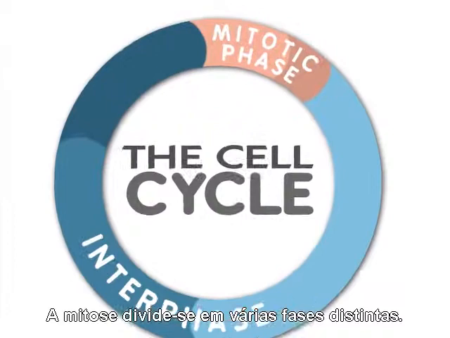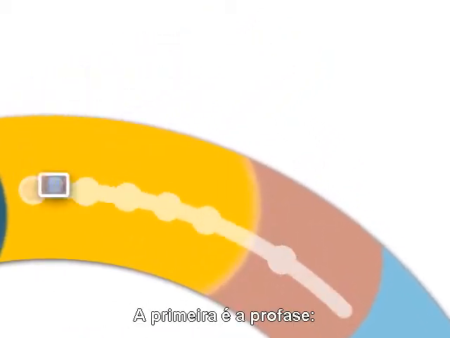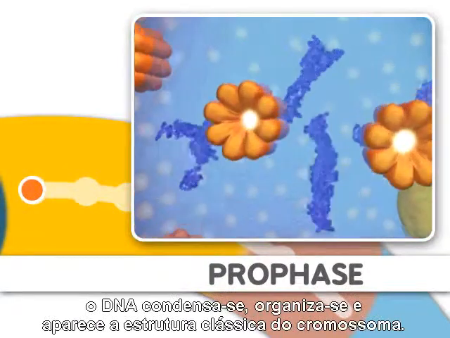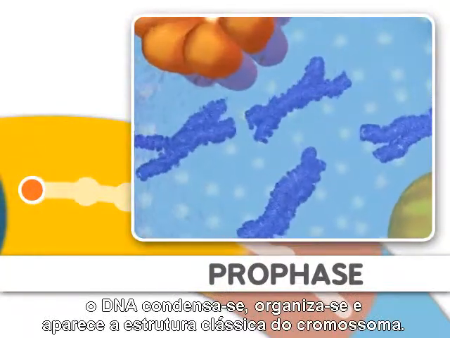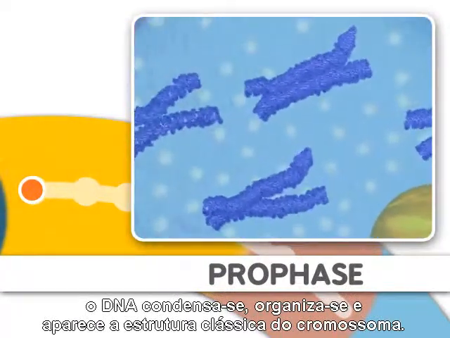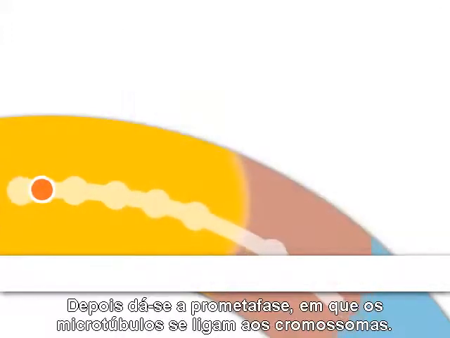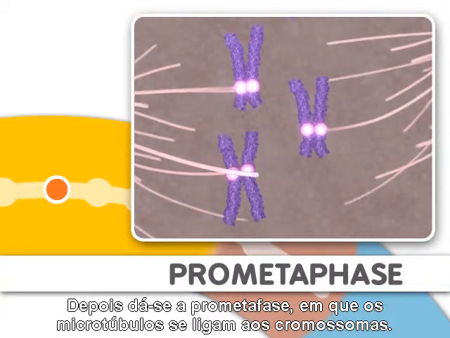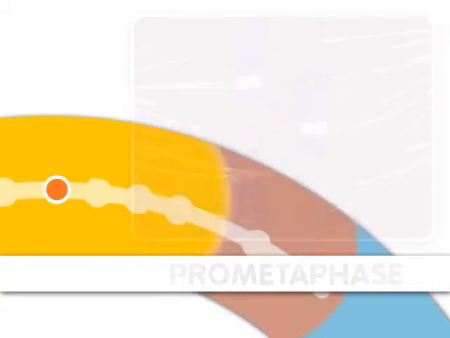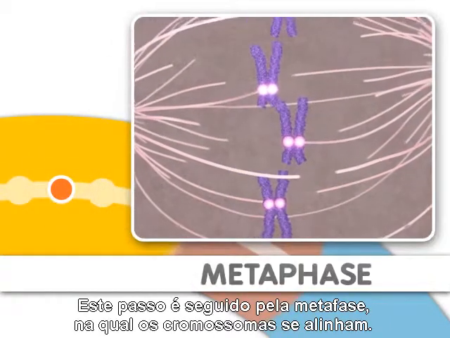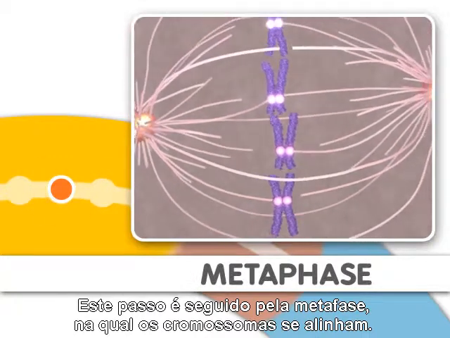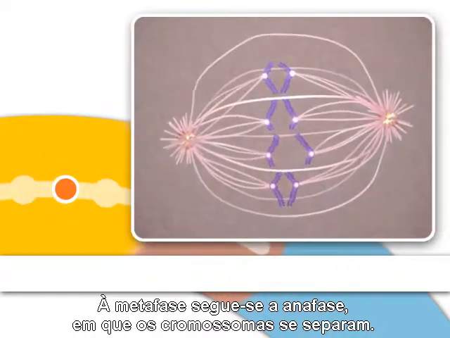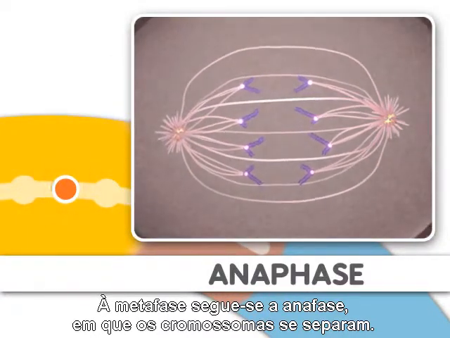Mitosis is split into distinct stages. The first stage is prophase. The DNA condenses, organizes, and the classic chromosome structure appears. Next comes prometaphase, where microtubules attach to the chromosomes. This step is followed by metaphase, where the chromosomes align. Metaphase is followed by anaphase, where the chromosomes separate.